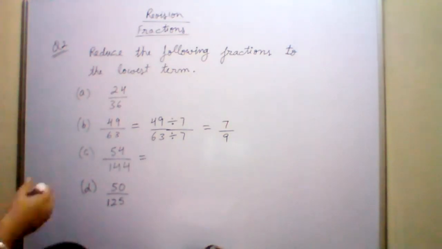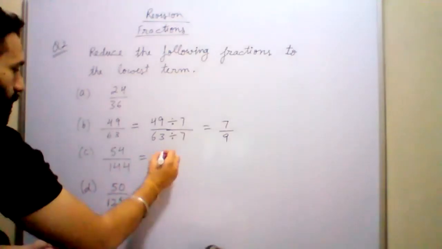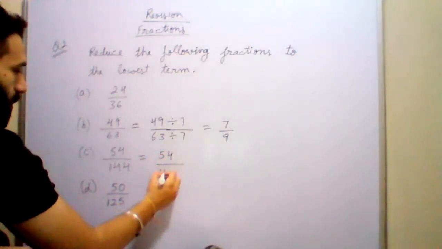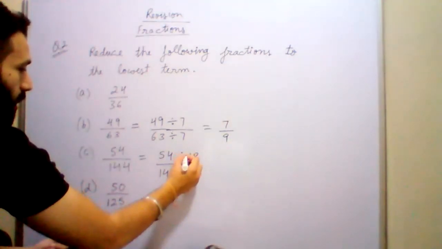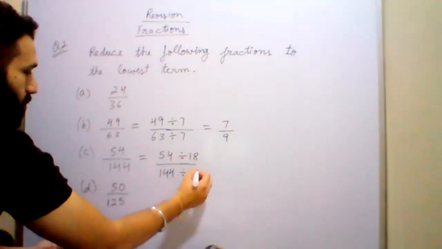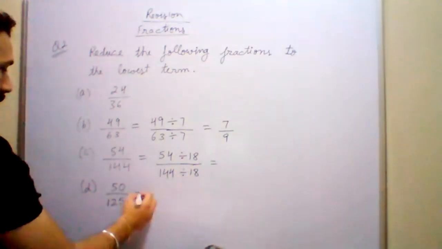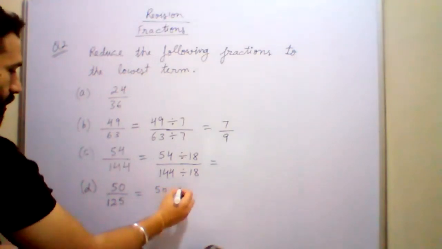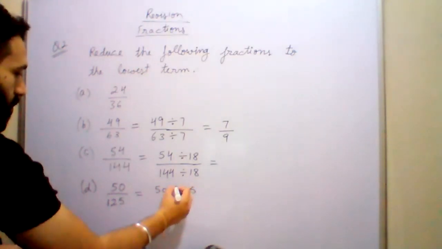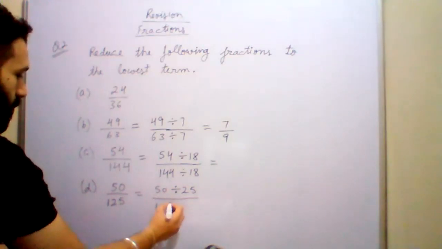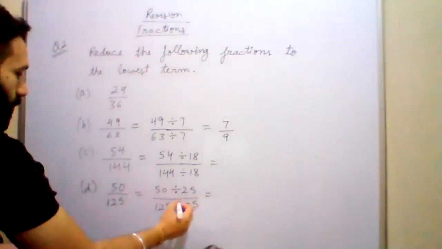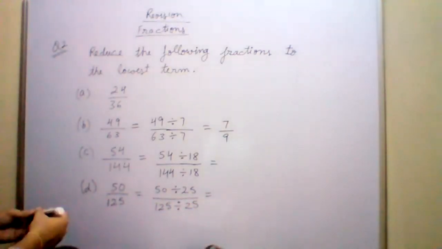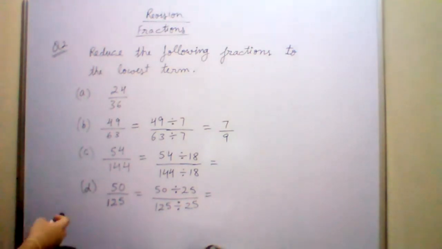Sir, I have done. The HCF of 54 and 144 is 18. So you divide by 18 and tell me the answer. Here the HCF is 25. Tell me the answer, all of you. So the answer of the third one is 3/8. Very good. 3/8 is the answer of the third one.